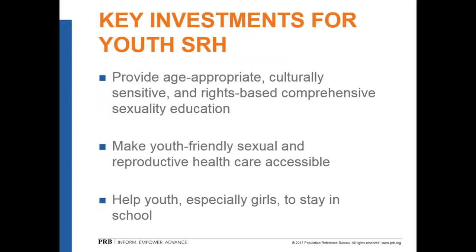Our brief with the African Union Commission made several recommendations, but I wanted to highlight a few key ones here. First, it's important to provide age-appropriate, culturally sensitive, and rights-based comprehensive sexuality education. Second, there's a need for youth-friendly sexual and reproductive health care that adolescents can access. And thirdly, it's important to help youth, especially girls, stay in school.